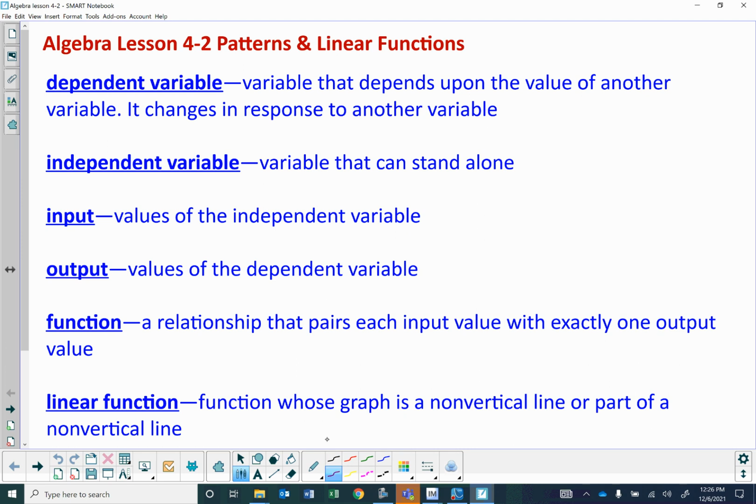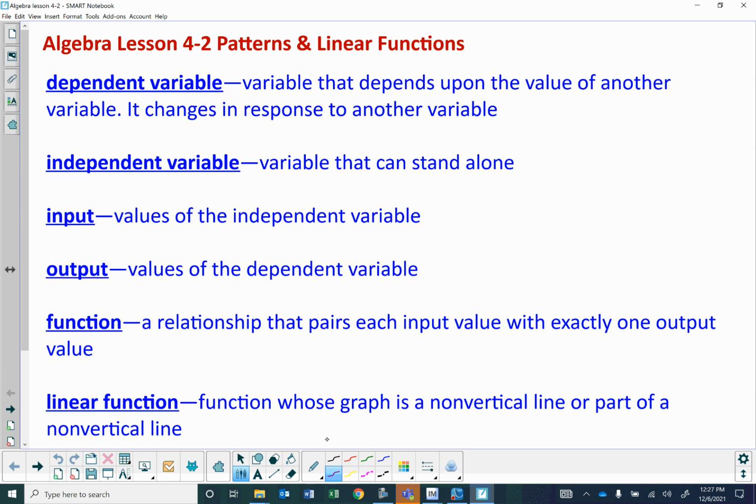Independent variable. This variable can stand all by itself. It does not depend upon anything else. Okay? The number of magazine subscriptions I sell does not depend upon anything. I mean, it may depend upon me actually going out and selling some, but it doesn't depend upon how much money I earn. Okay? The money I earn depends upon the number of magazine subscriptions I sell.